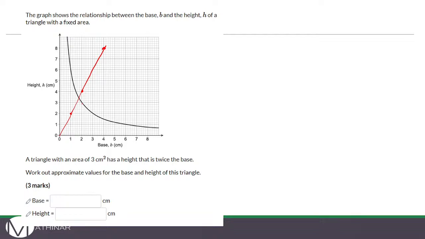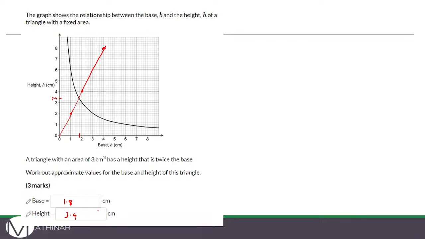So work out the approximate base and height for this triangle. We'll check it as well. So I would say that that is approximately there, 1.8, and that is 3.4. Alright, so double would be 3.7, so a bit of accuracy lost there. But let's work with these numbers.